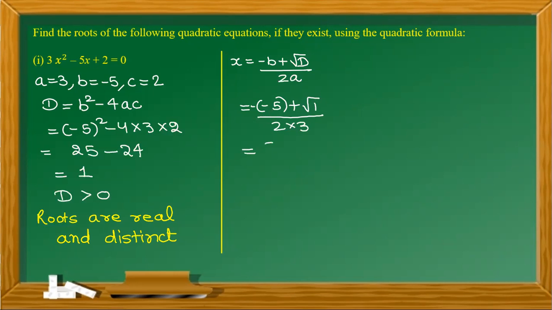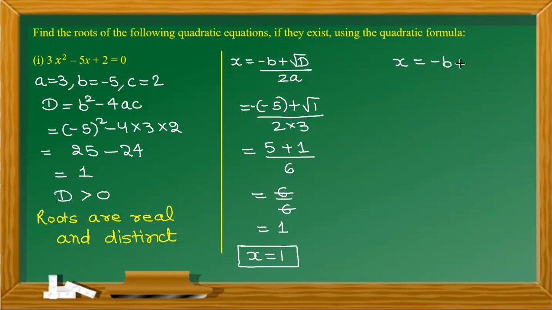Minus minus will become plus, so plus 5. Square root of 1 is 1, so it becomes 5 plus 1 divided by 2 multiply 3, which is 6. So 6 divided by 6, which comes out equal to 1. Therefore, the first root is x is equal to 1. Let us find the second root as well.